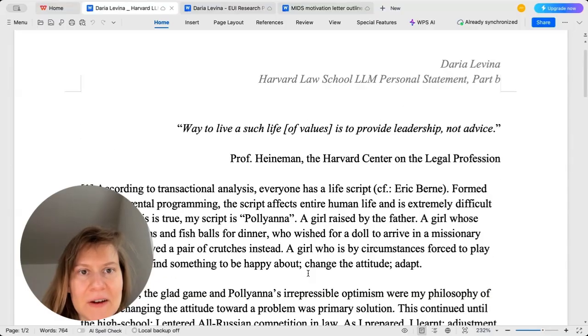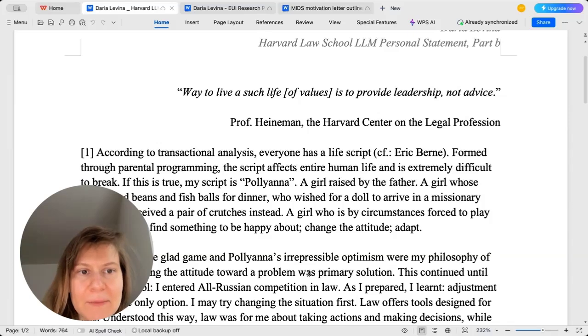Now I'm just going to go paragraph by paragraph. By the way, my apologies for no eye contact. I am looking at the essay to make sure that I'm actually giving you the detailed comments.